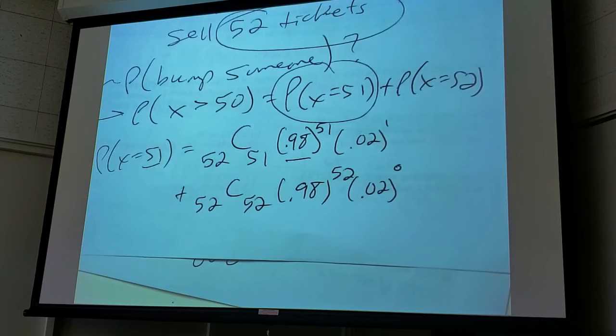It's a small airplane, yes, and I assume there's only a 2% chance somebody won't show up. So there's a really high chance that all 52 are going to show up. Right, so if you do that work, you end up with 72% chance that you're going to have to bump at least 1 person. Right?